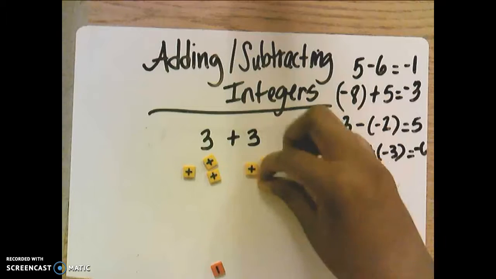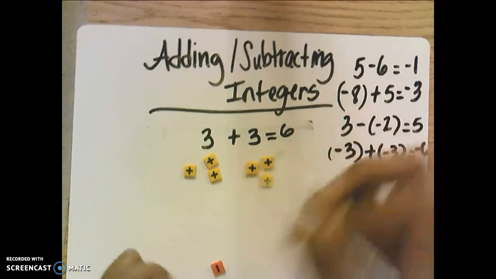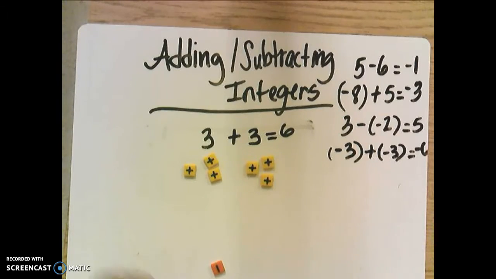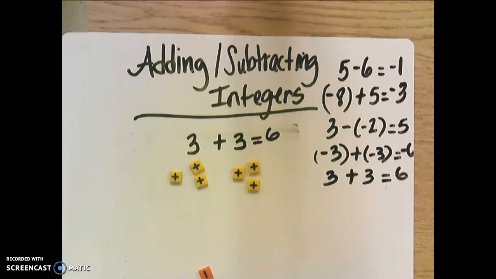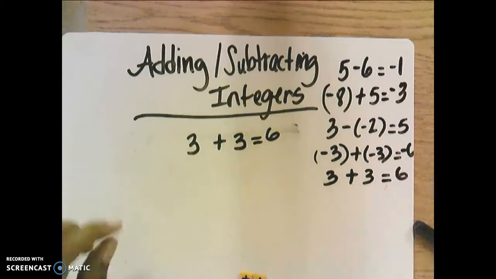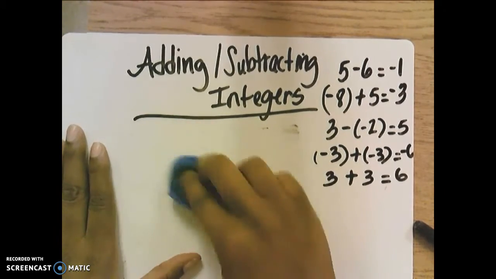3 plus 3 is still 6, no matter what. We got a 6 right there. So let's just add that to the problems that we've done thus far. And what I was asking you to do in class was to come up with a rule that would work no matter what type of integers we have.